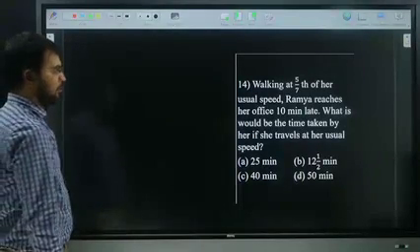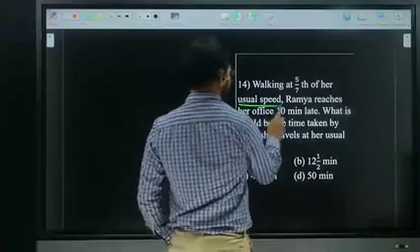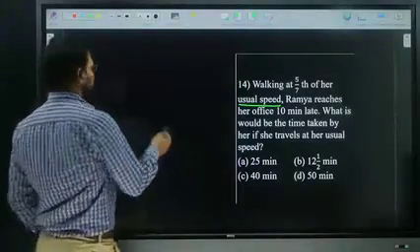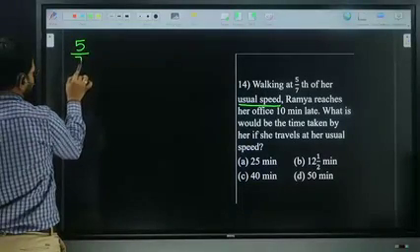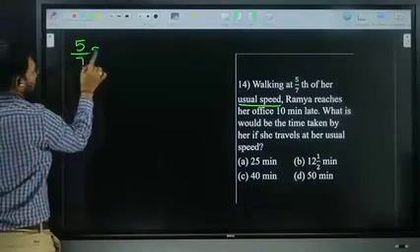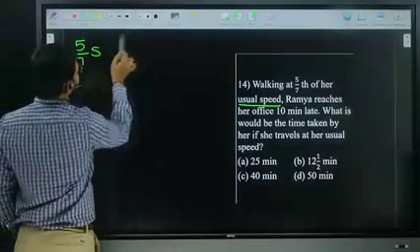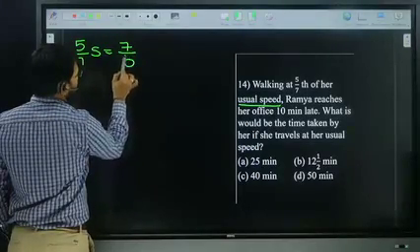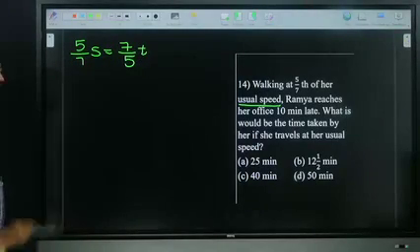Look at me, all of you. 5 by 7th of her usual speed, and usual speed is nothing but original speed. I will explain. 5 by 7th of the usual speed. If speed is 5 by 7, then automatically time is 7 by 5.